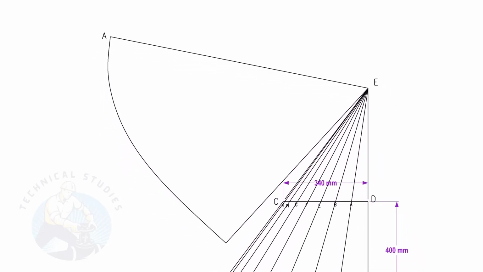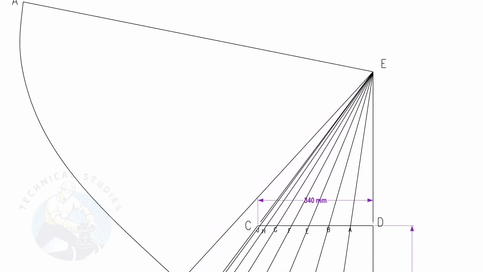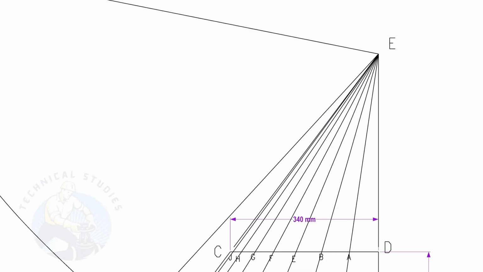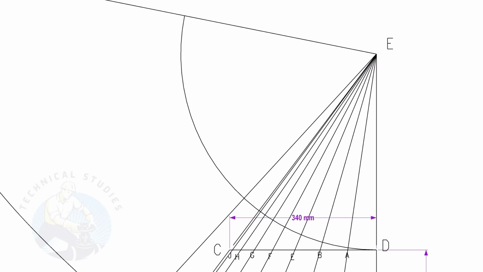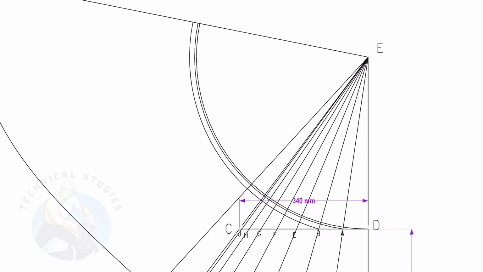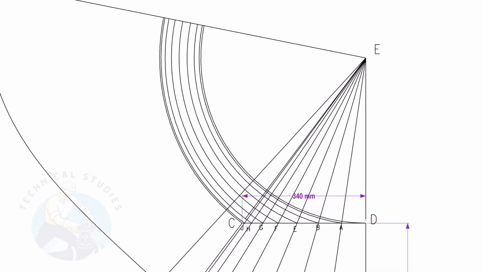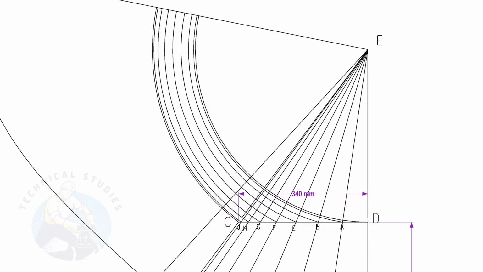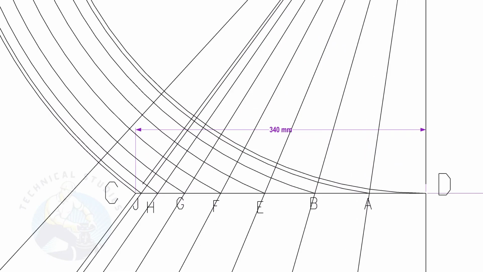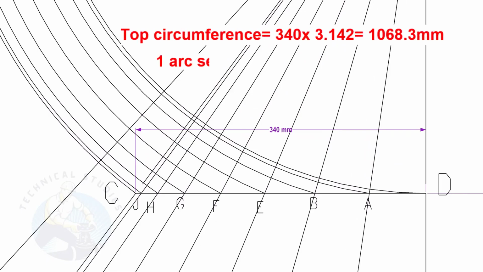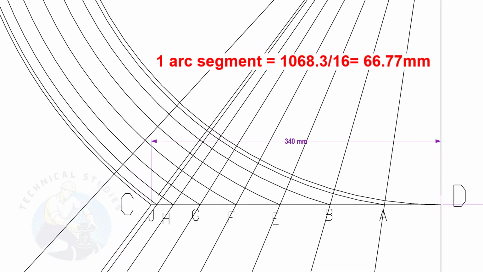Let us draw the top portion of the cone. The procedure is similar to that of the bottom side. Draw arcs ED, EA, EB, etc. Calculate the circumference of the top side and divide it by 16. The top side diameter is 340 mm. The length of one arc segment is 66.77 mm.